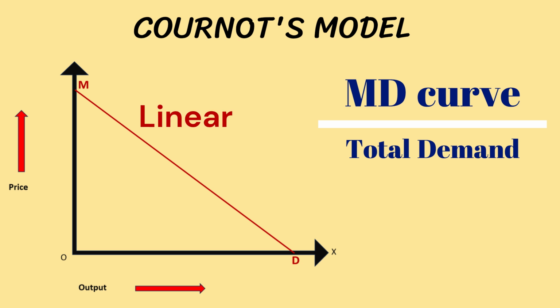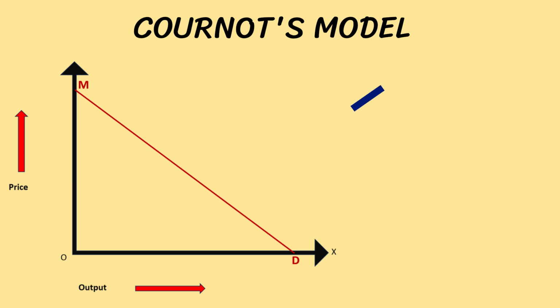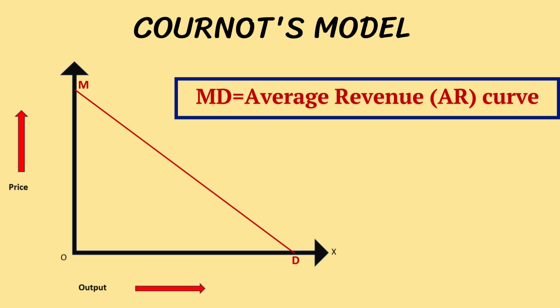It is assumed to be linear, meaning as the price decreases, the quantity demanded increases, and this is happening proportionally, like we have discussed in the assumptions. And in imperfect competition, as we all know, firms are price makers, and it's the firm controlling the price and quantity. So the MD curve also represents the average revenue curve, right?